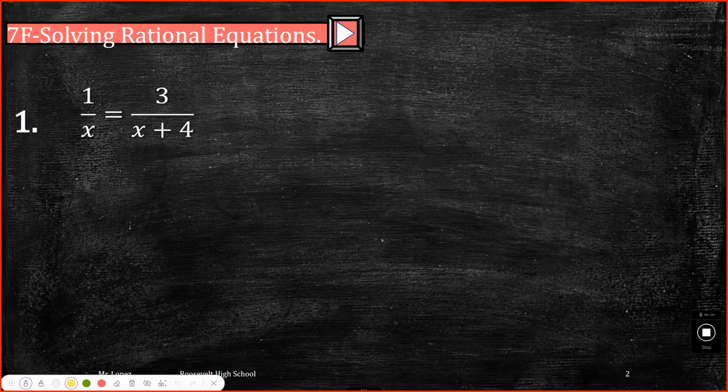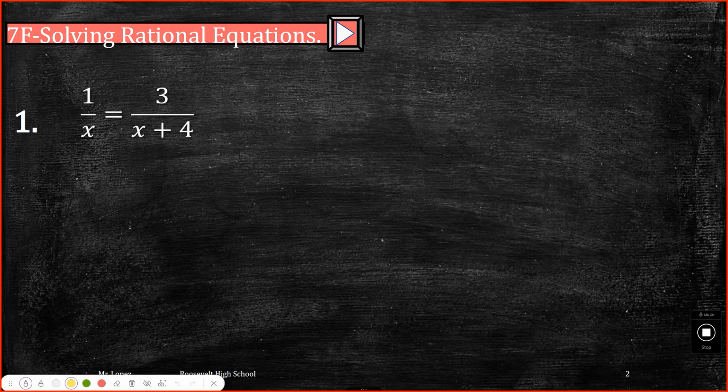All right, solving rational equations. The one before the last lesson of this semester. There are two ways to do this problem. One way is to cross multiply. Do you guys remember cross multiplying? Cross multiply, let's go.